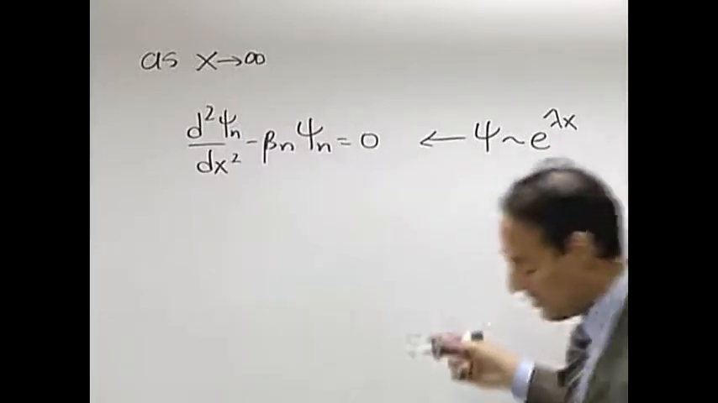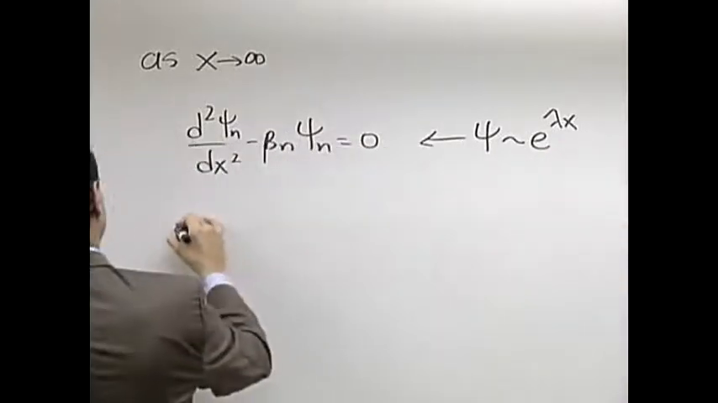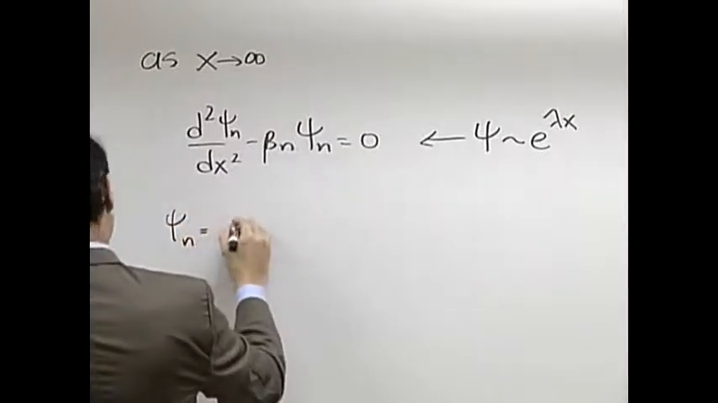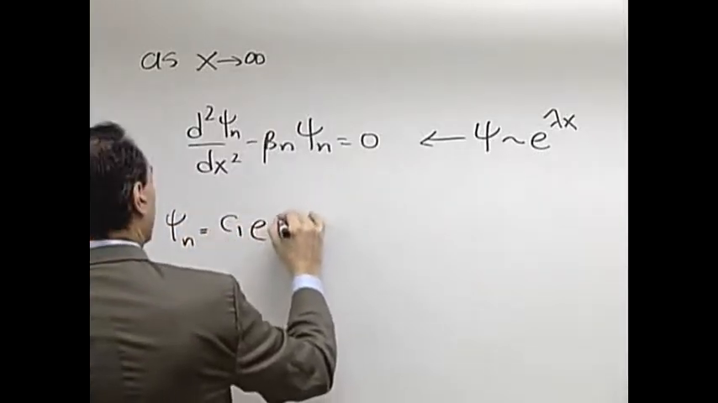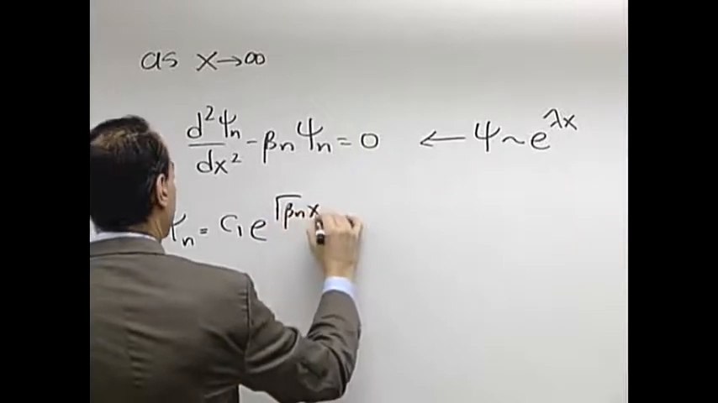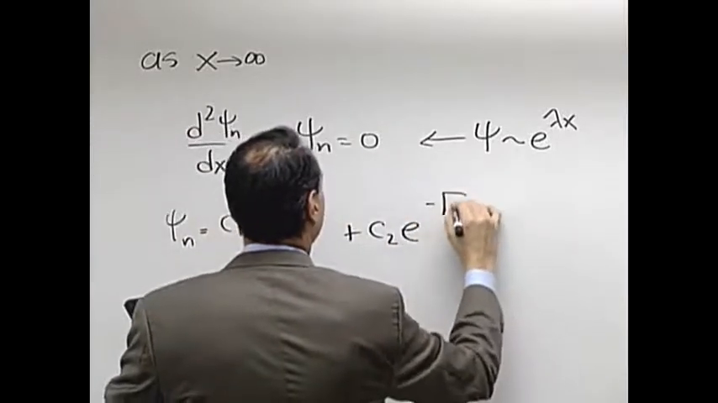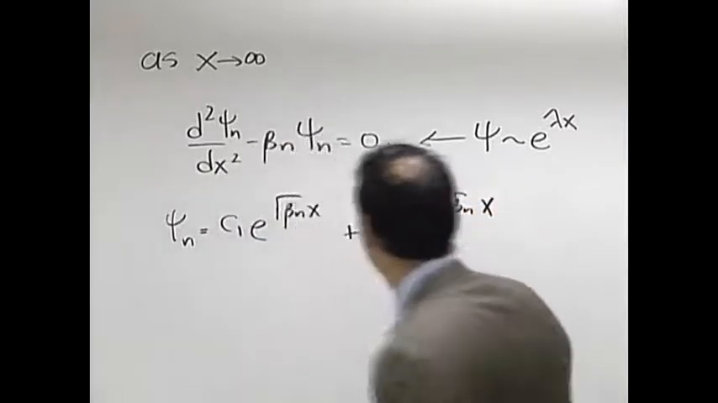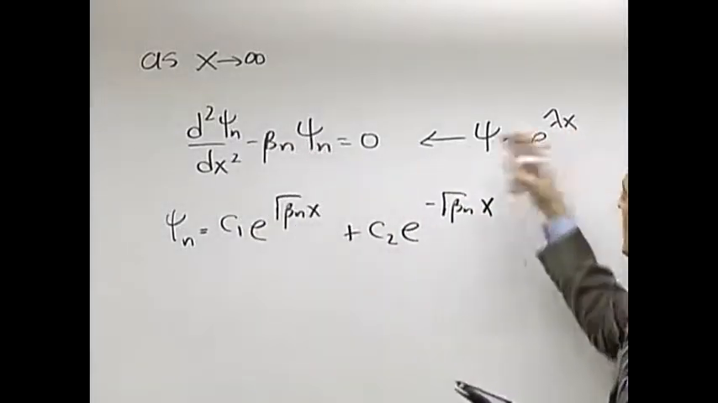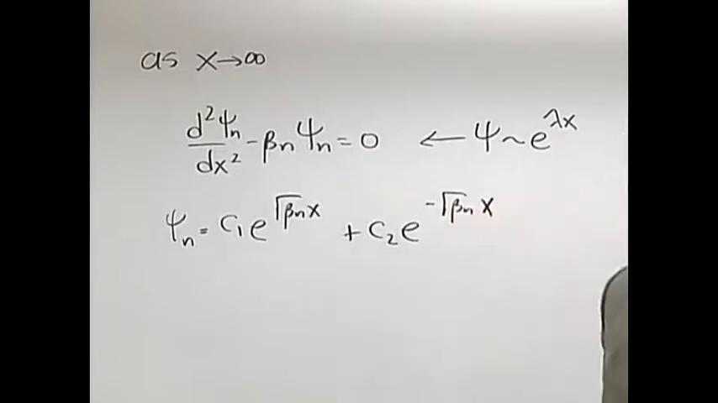You put that in, and what you can write down is the following solution. Psi of n is equal to C1 e to the lambda x plus C2 e to the minus lambda x. It looks something like this. You plug in, you find that lambda has to be plus or minus the square root of beta n. And there is our solution.